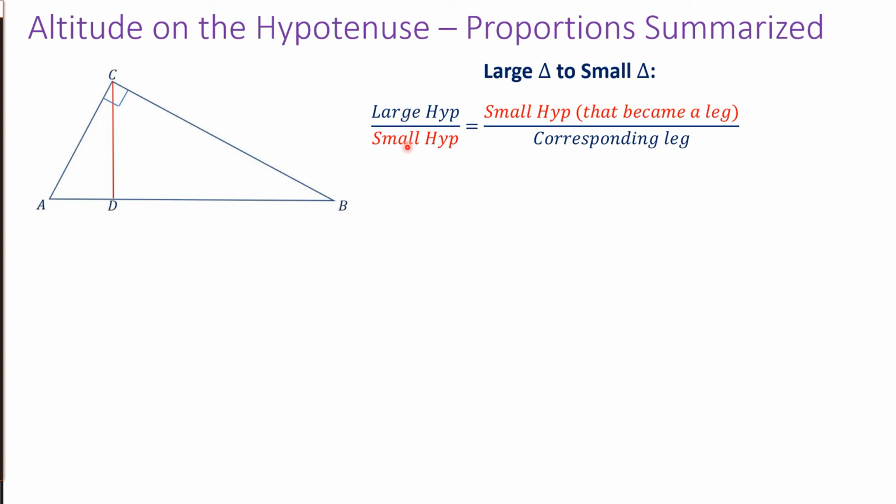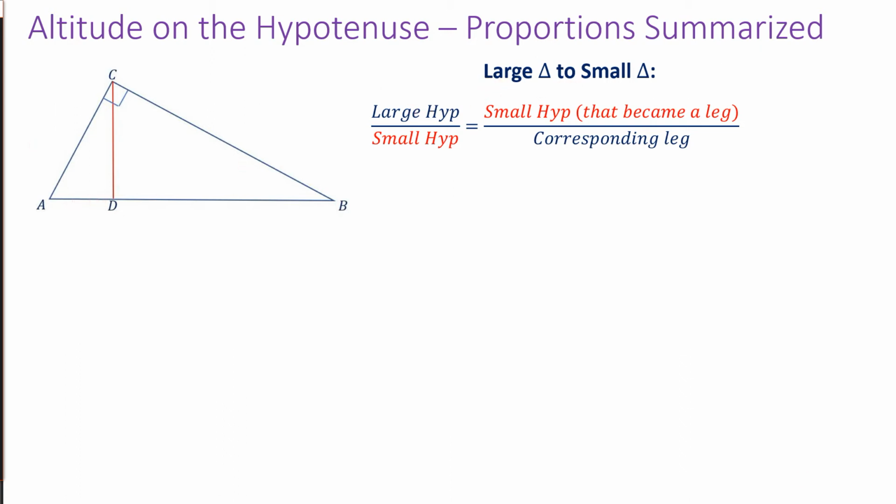Large hypotenuse to small hypotenuse. And when I say large hypotenuse, I mean large triangle. So large triangle hypotenuse to small triangle hypotenuse. That small triangle hypotenuse becomes the smaller leg of the larger triangle. So we're going to just pick the corresponding leg, which would be the smaller leg of the small triangle, because we're only looking at large to small triangles.